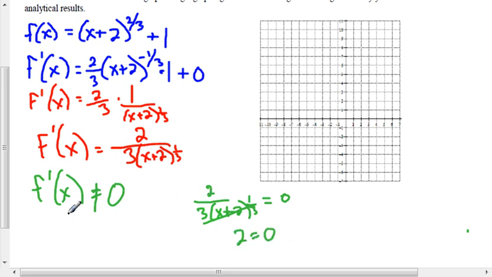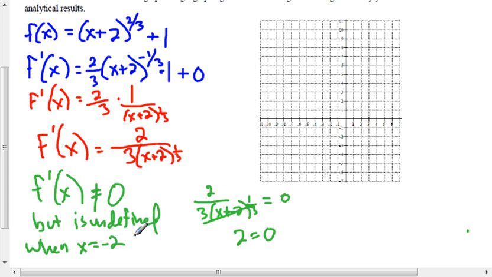But what I can find out is I can get a 0 in the denominator if x equals negative 2. Negative 2 plus 2 is 0. The cube root of 0 is 0, times 3 is 0, and then it's going to be undefined. So the function is undefined when x equals negative 2.